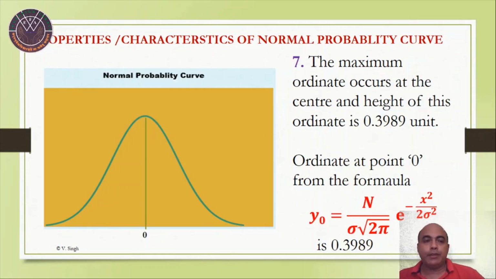The seventh property of normal probability curve is that the maximum ordinate occurs at the center at the point 0. As we can see in this figure, at this point the maximum height occurs, and the height of this ordinate is 0.3989. So ordinate at point 0 from the formula which we have learned in the earlier part of this video is 0.3989. So the seventh property is that the height at this particular point 0 is 0.3989.